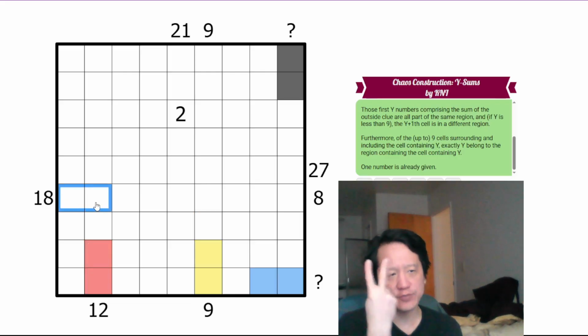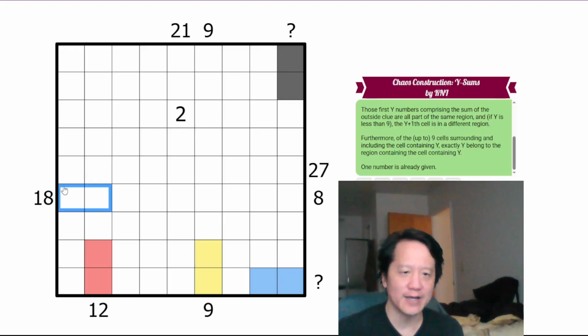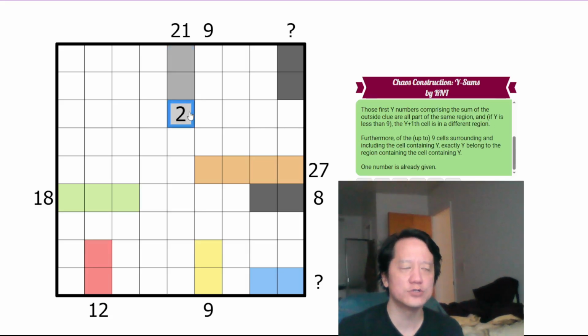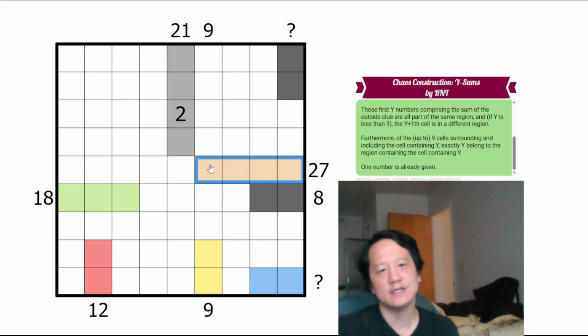18, you cannot have 2 digits add up to, so it must be at least 3 here. 27, it has to be at least 4. 8 must be at least 2. 21 has to be at least 3. And with only a 2, 2, 8, and 9 only add up to 19, so this actually has to be 4. Oh, that's interesting.